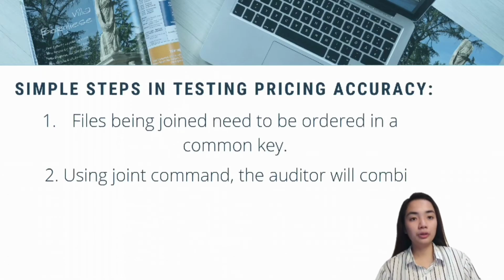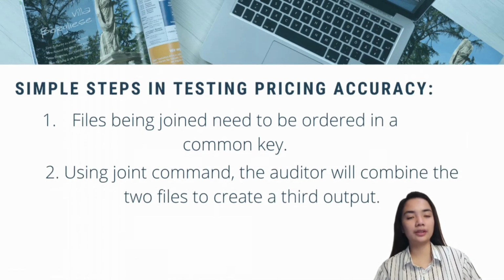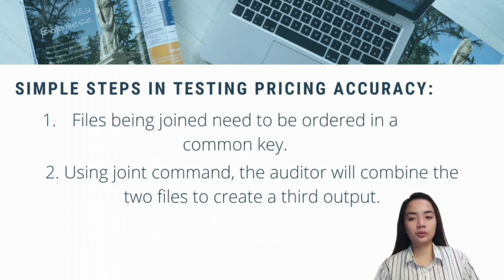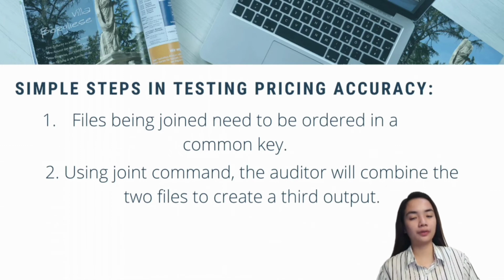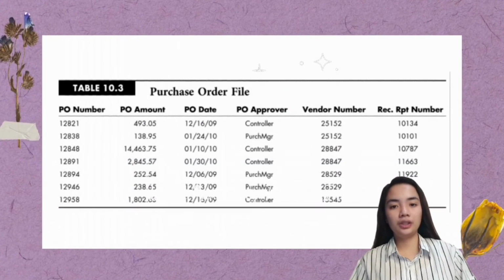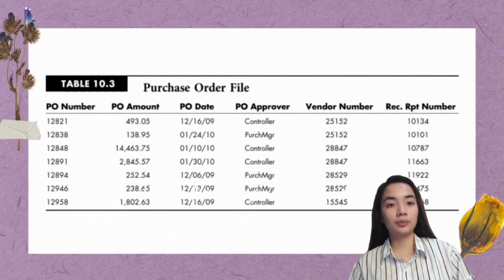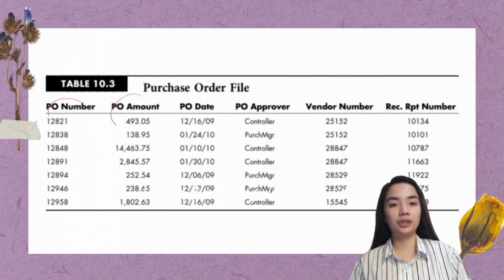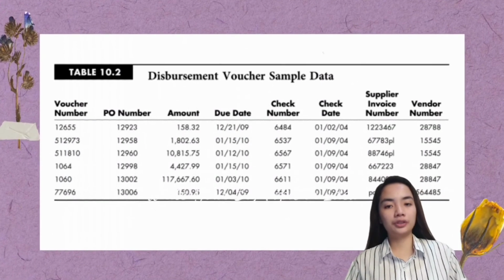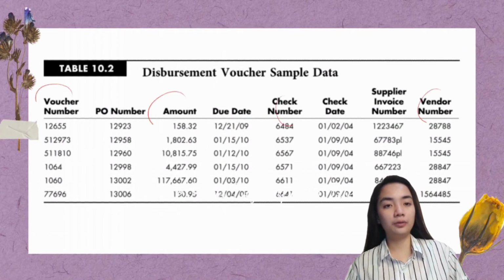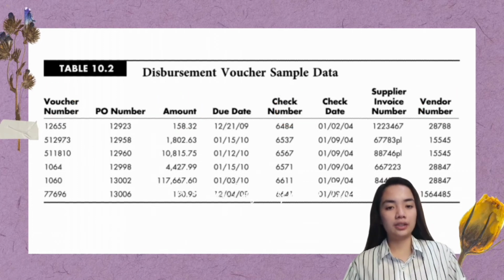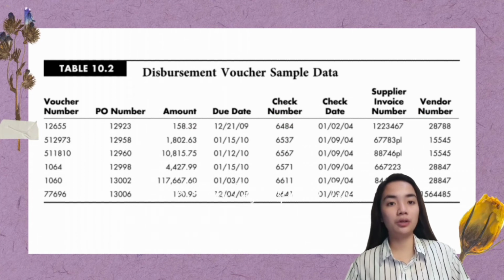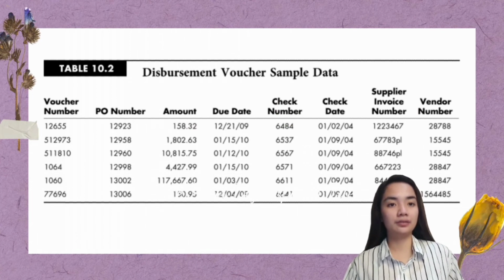Next, the auditor will be required to combine the two files to create a third output, which will be achieved through a join command. The relevant option is to create an output file that consists only of matched records from the two files. The fields that we need to verify the pricing accuracy from the purchase order file are the PO number and the PO amount. From the voucher disbursement file, we need the voucher number, amount, check, and the vendor number. That is why the structure of the combined PO disbursement file would be this one.